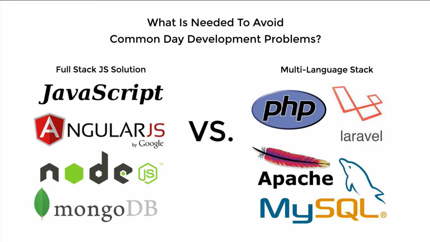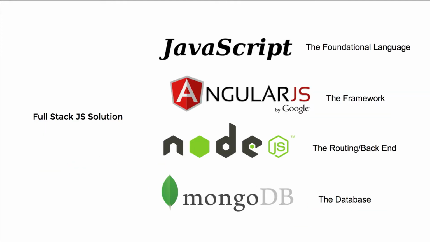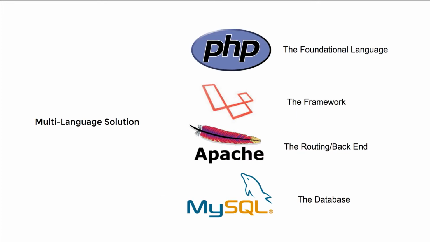And we can see that's actually the same here with the multi-language solution. As I said before, we've listed out what those languages do. On the multi-language solution, we see that PHP is the foundational language instead of JavaScript, Laravel is the framework, Apache is the routing and backend, and then MySQL is the database.